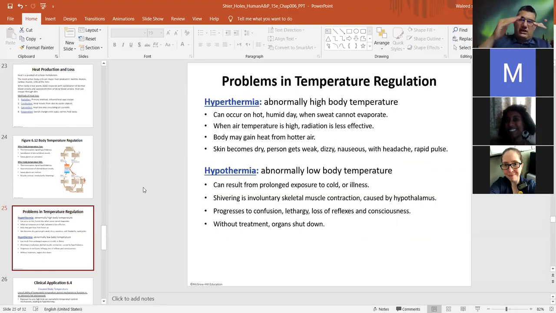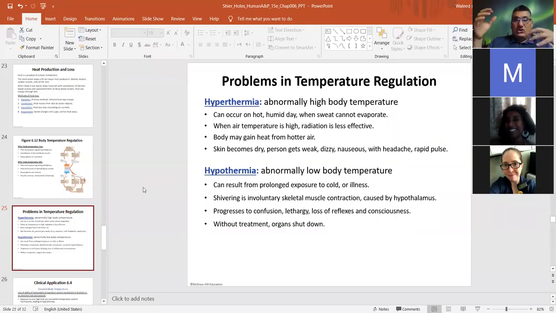It always fluctuates like this, and that's okay. That's normal. If I measure your body temperature and I see 98.8, 98.9, that's okay. But if you exceeded that, this is not normal now. You call it hyperthermia. Hyper means too much.